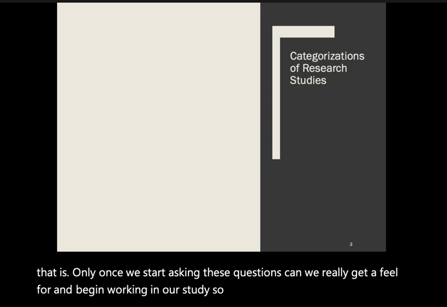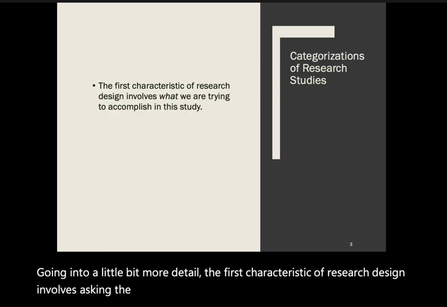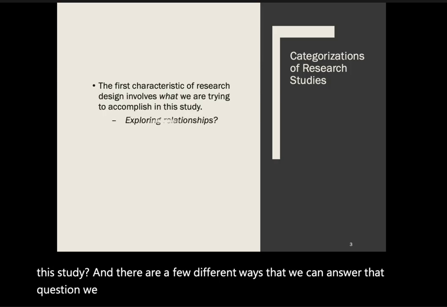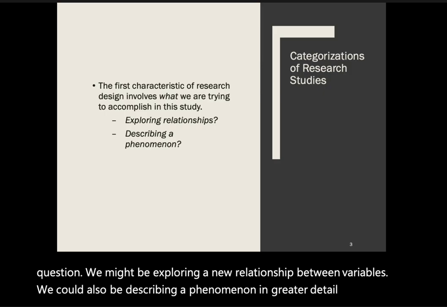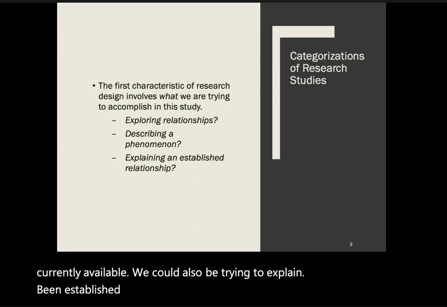So, going into a little bit more detail, the first characteristic of research design involves asking the what question. What are we trying to accomplish in this study? And there are a few different ways that we can answer that question. We might be exploring a new relationship between variables. We could also be describing a phenomenon in greater detail than what is currently available. We could also be trying to explain an established relationship between things, between variables or things in our world.